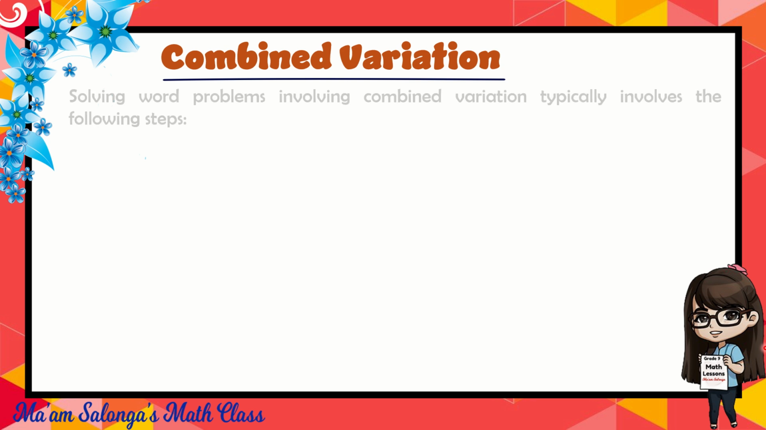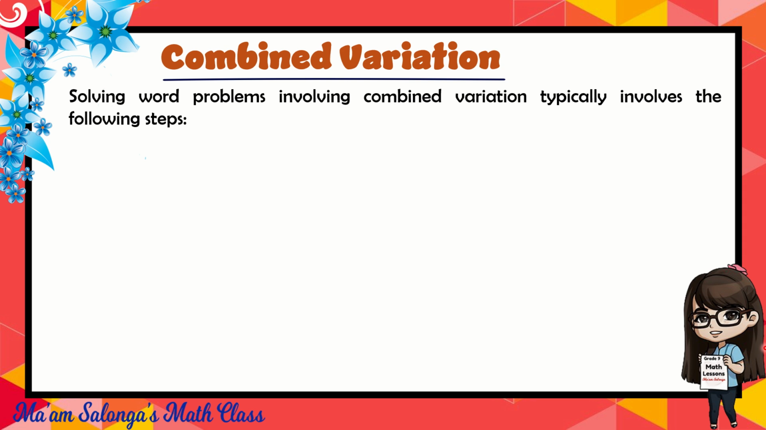Solving word problems involving combined variation typically involves the following steps. Number 1, understand the problem. Read the problem carefully to understand what is given and what needs to be found. Determine if the problem indeed describes a combined variation relationship.